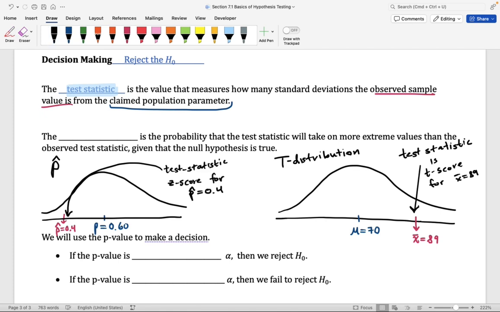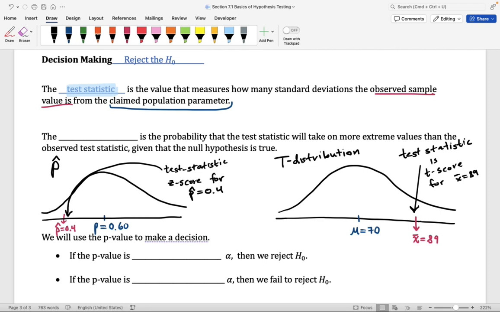If you have a really large positive value or a really large negative value for the test statistic, that means you're really far away from the center. That means that it's really unusual to see the observed sample value that you got. Now, in this class, we're not going to be using the test statistic. We're going to use the p-value. I wanted to mention what the test statistic is because there's some studies that mention the test statistic.